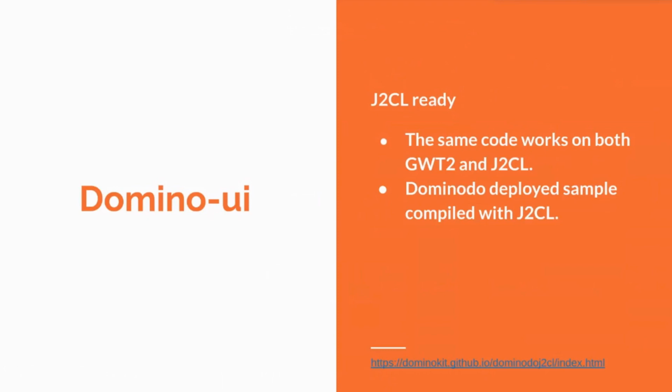So there is no JSNI in Domino UI, or JavaScript objects, anything like that. No widgets. And if you want to check something that is already built with Domino UI, running and deployed, you can check our Domino J2CL version, which is deployed to our server. This is the link below.